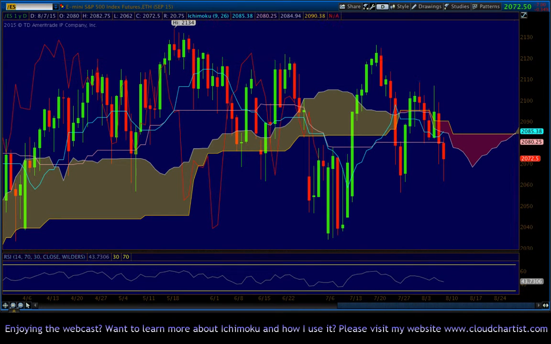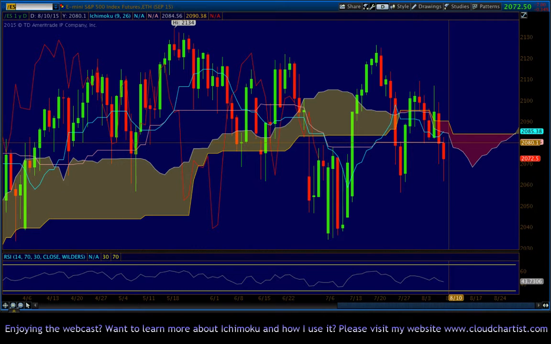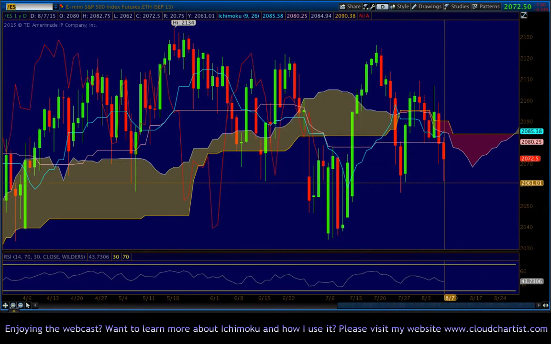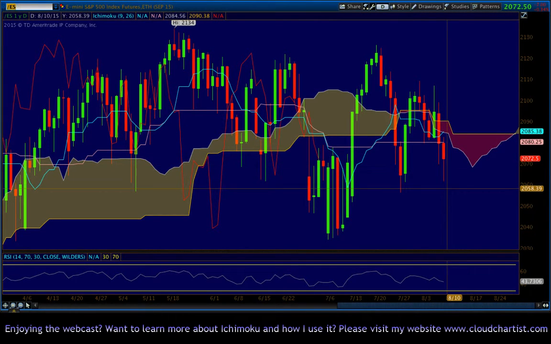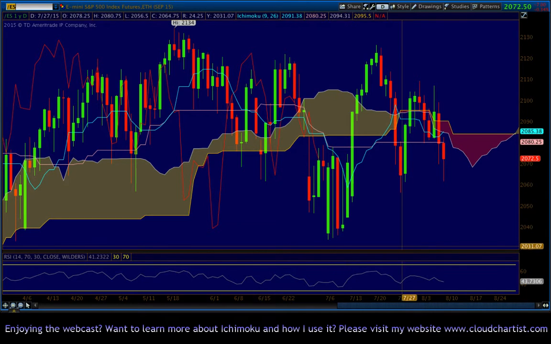Today the ES lost the Kijun-sen support here, we can see, under the cloud, and sold down to the low of 2062 and then put in a relatively strong bounce, encompassing over half of the candle, back 10 points to 2072.50. Overall, the chart is still bearish.